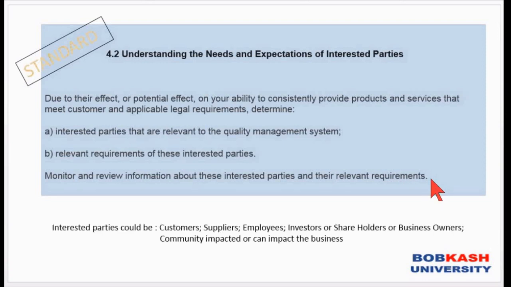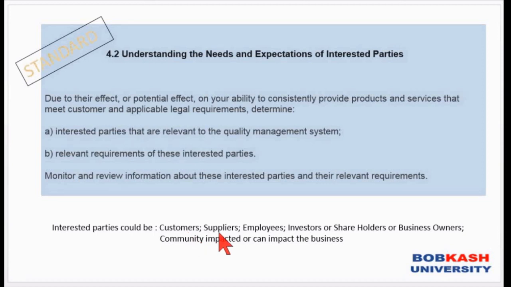So who are the interested parties? Who could interested parties be? Interested parties could be customers. They have a set of relevant requirements. For example, they may ask you to supply a certain product. They may ask you to provide a particular service. They may give you an order. They may stop an order. They may put some variation in the order. So definitely they are affecting your ability to perform as an organization. So they are an interested party.